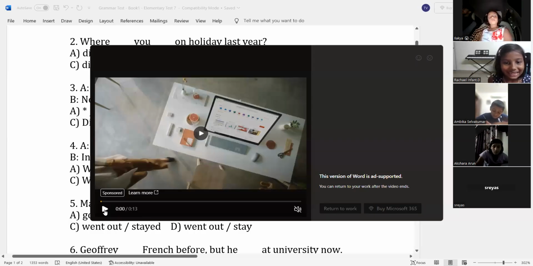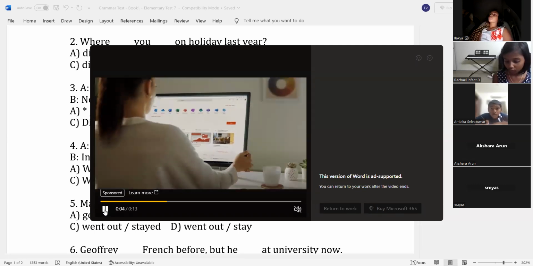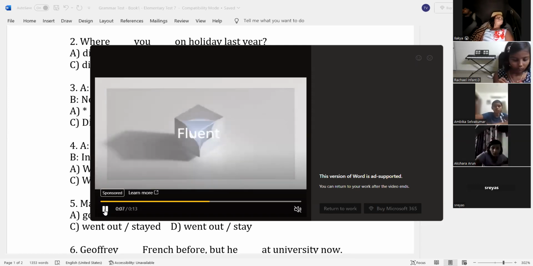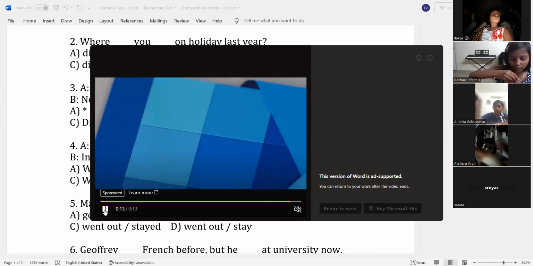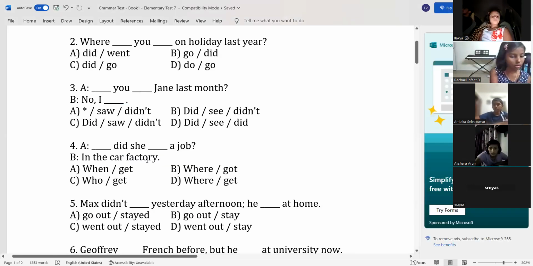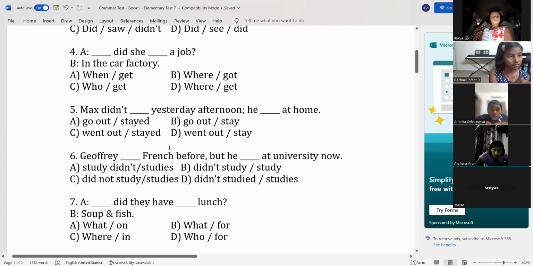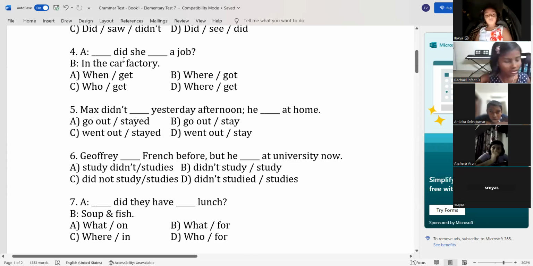She told it very clearly. All right, there you go. Where did she get a job in the car factory? Super. Number five is Sugan. What's the answer for the fourth one? Where did she get a job in the car factory?